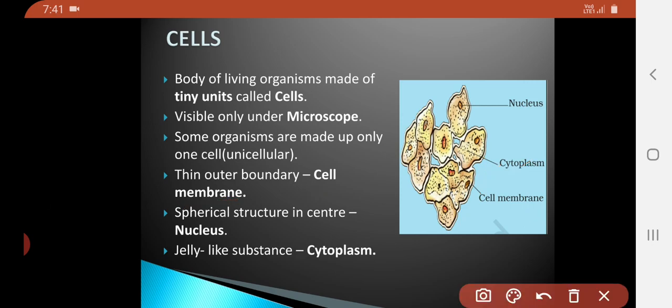Coming to the second part, that is the nucleus. A spherical structure in the center. In each cell you can see a spherical structure, and that is called the nucleus. It is also known as the brain of the cell. Next, the jelly-like substance is the cytoplasm. Cytoplasm acts as a connective layer between the cell membrane and the nucleus. The jelly-like substance is in a semi-solid form.